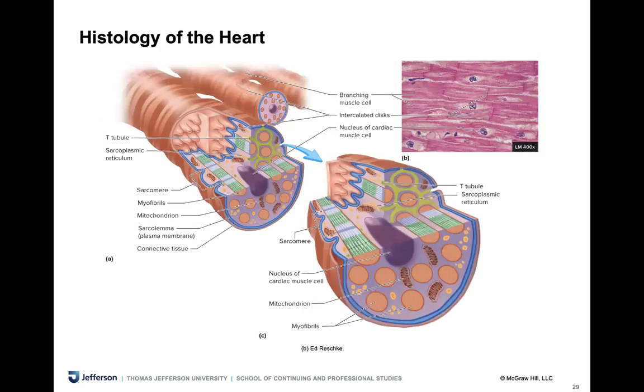So here you can see, this is sort of a summary from A&P 1 where you looked at cardiac muscle tissue. And again, here you can see the branching of the muscle cells, the intercalated disc, as well as the nucleus of the cardiac muscles, unlike skeletal muscle where you had multiple nuclei because you had several cells all fused together. Here, you just have individual muscle cells or fibers.